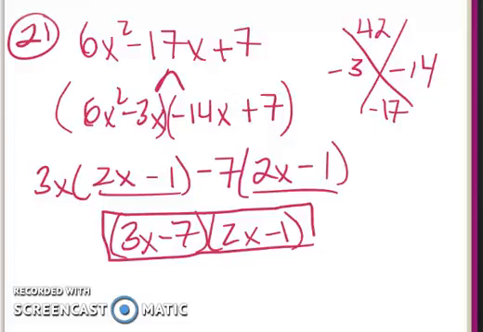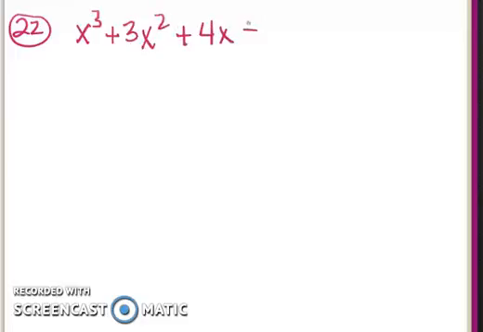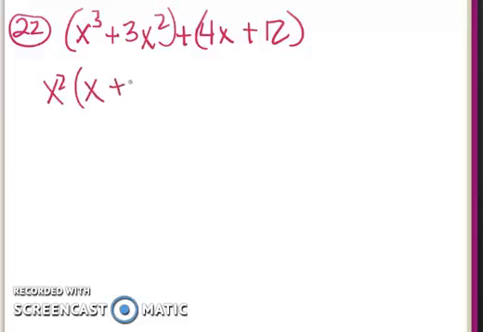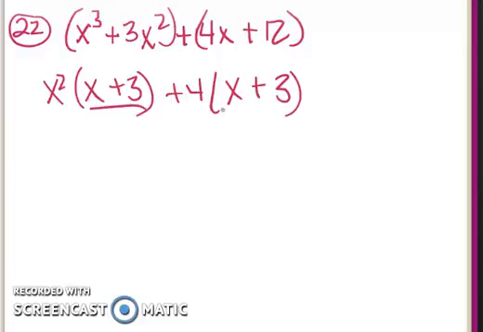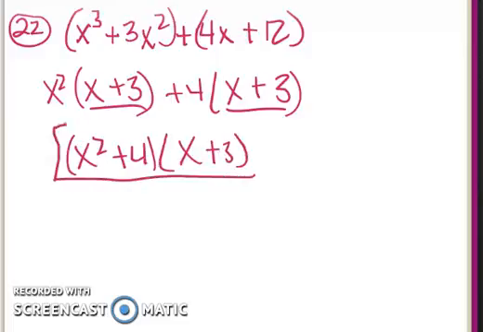Alright, 22. We jump to a new type of problem here. Sort of. You get x to the third plus 3x squared plus 4x plus 12. So this is 4 terms, so immediately I'm thinking factor by grouping. And if you do the last ones, you can hopefully do this one. Okay? So I factored x squared out, I'm left with x plus 3. I factor a 4 out, I'm left with x plus 3. I'm dividing everything when I factor it out. They look the same. I get x squared plus 4. Never get tired of that. And x plus 3. Okay?